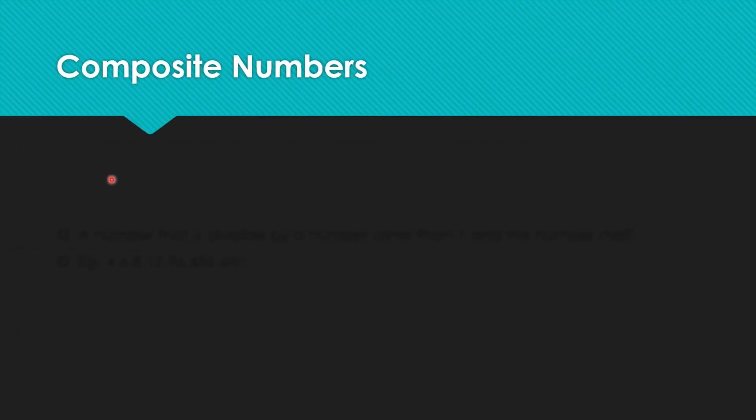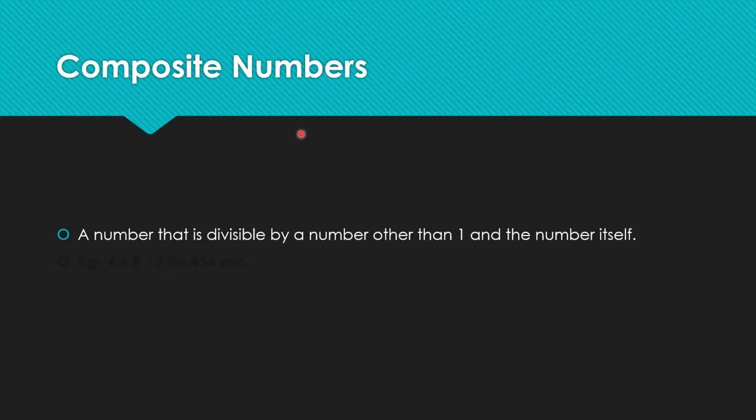Next, we are moving to composite numbers. What is a composite number? I hope in the earlier slide we discussed what a prime number is. A prime number is divisible by 1 and that same number itself. A composite number is divisible by 1 and the number itself, and by other numbers as well.